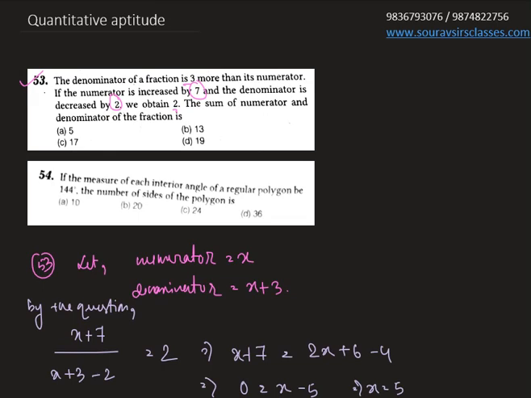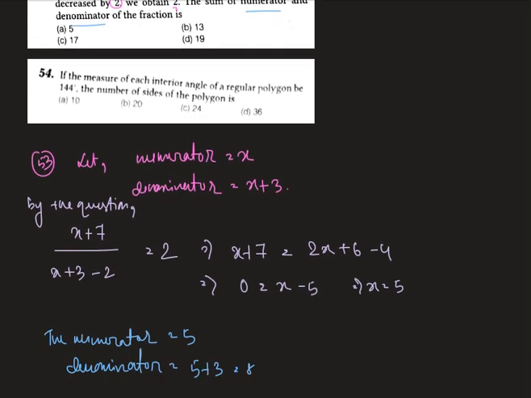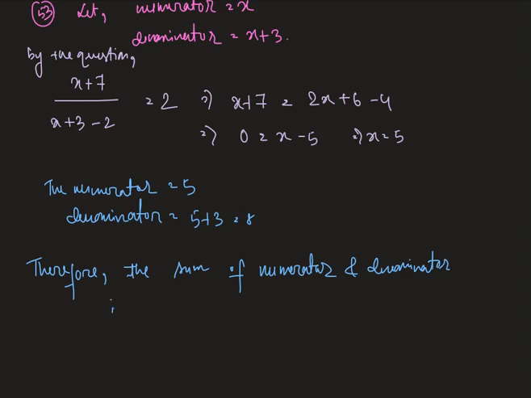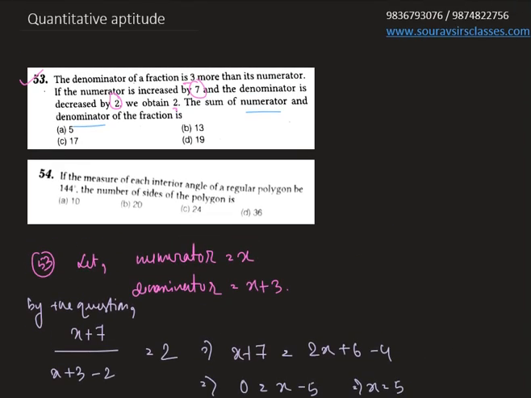Now we need to find the sum of the numerator and denominator. Therefore the sum of numerator and denominator is 8 plus 5, that means 13. So option B is the correct answer.